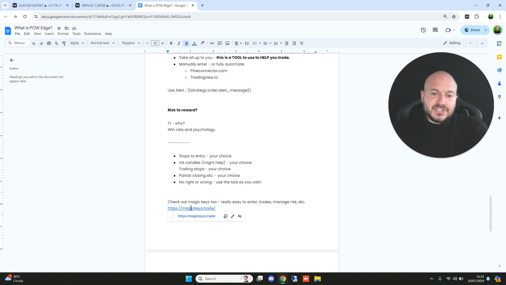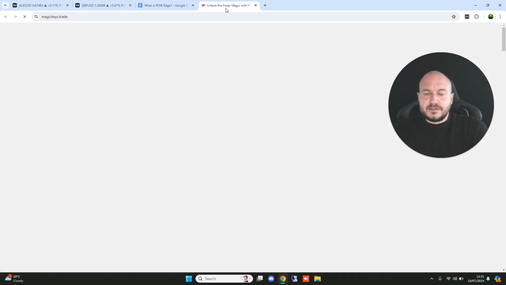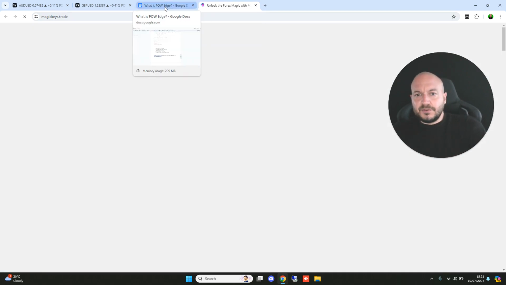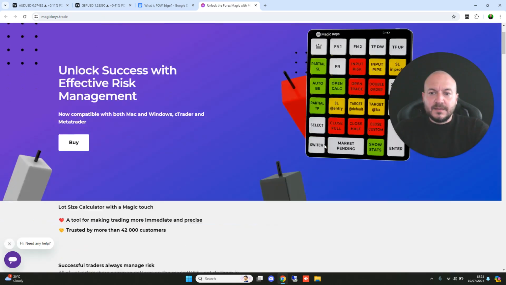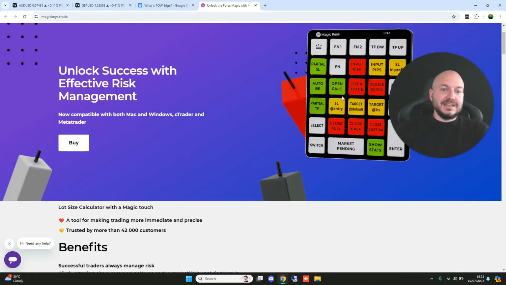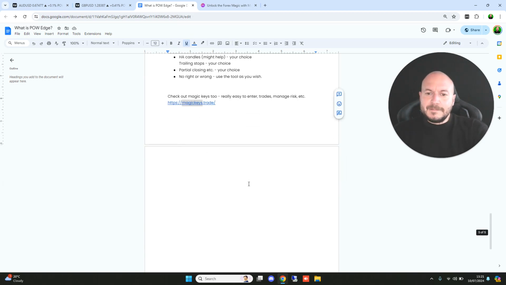Another thing that might help is magic keys. You can install these or have these as a keypad on your MT4, MT5. You could have an alert here. You could then enter the trade on your terminal with magic keys, and that really helps you set your stop loss, take profit, and do all the stuff in a very, very easy way.